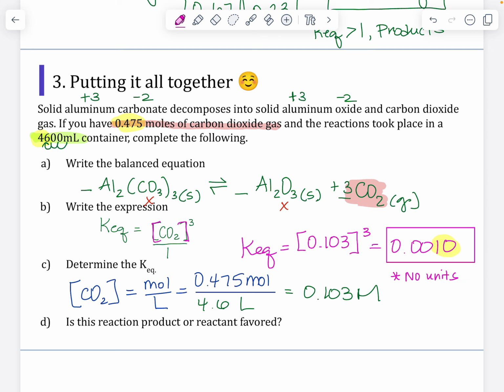And is this product or reactant favored? Well, our KEQ is less than 1, meaning that it's favored by whatever is in the denominator. And so it is reactant favored.